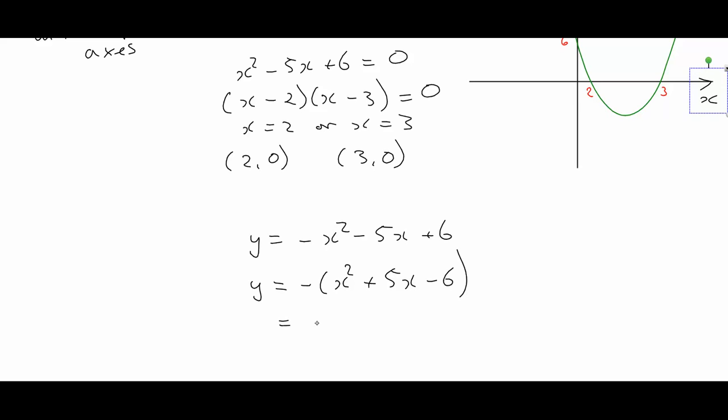But the factors of this expression are x plus 6 and x minus 1. You see we'll have x squared minus x plus 6x to give the plus 5x, and then minus 6 from 6 times minus 1.